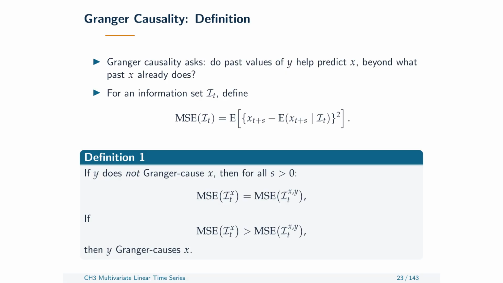Granger causality asks a predictive question. Variable y Granger causes variable x if past y improves forecasts of future x after conditioning on the available history of x and other included variables. The definition compares conditional mean squared forecast errors under a smaller and a richer information set.